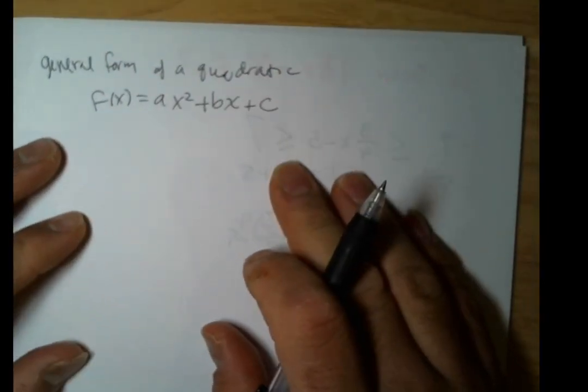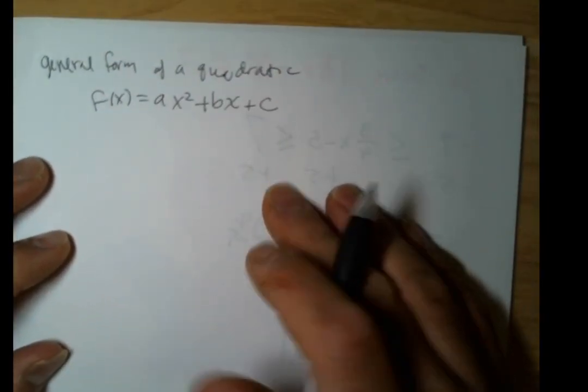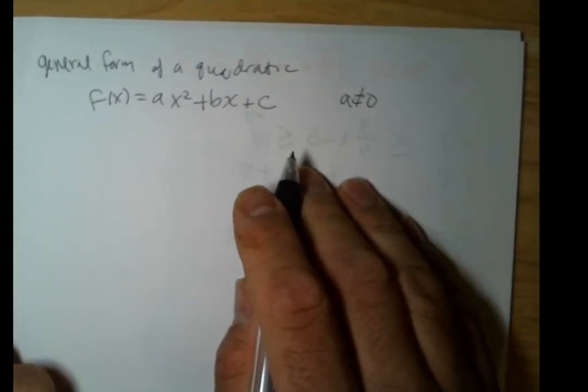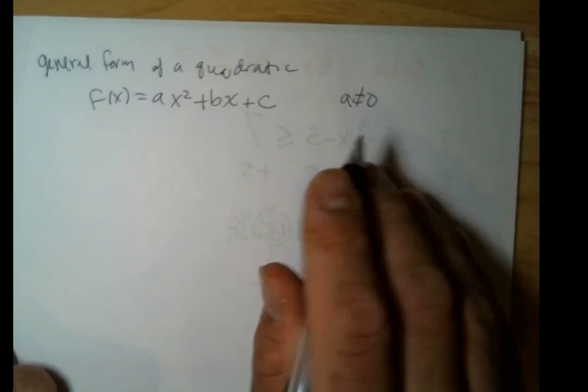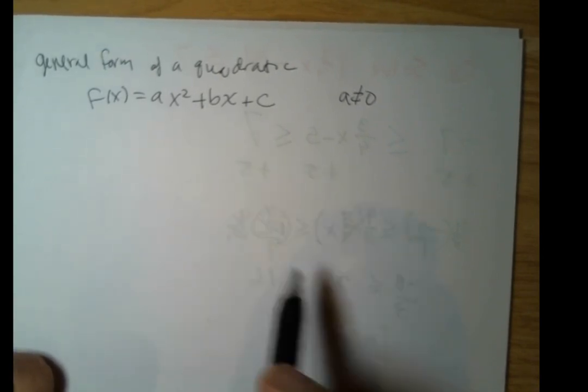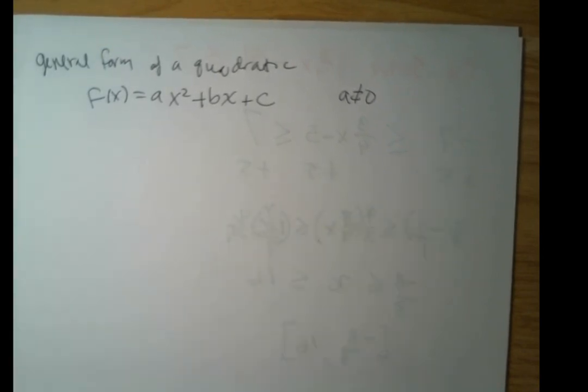Okay, and a does not equal 0. All right, again, just a distinction here. If a were 0, then it would not be a quadratic. So we make that distinction, a not equal to 0. Now we can get a lot of information from this general form if we know what we're looking for.